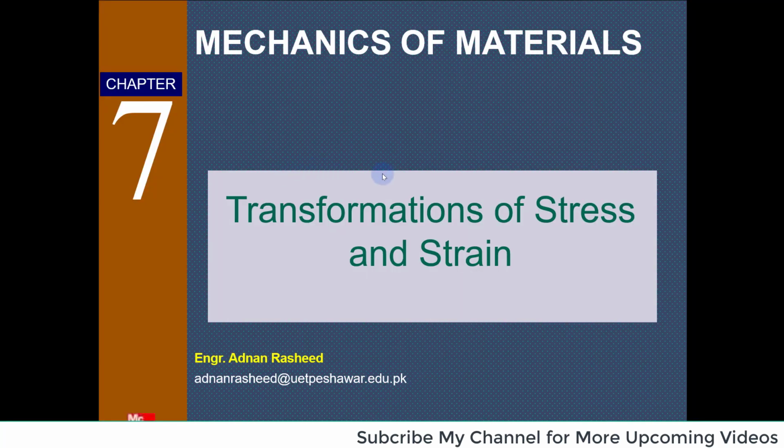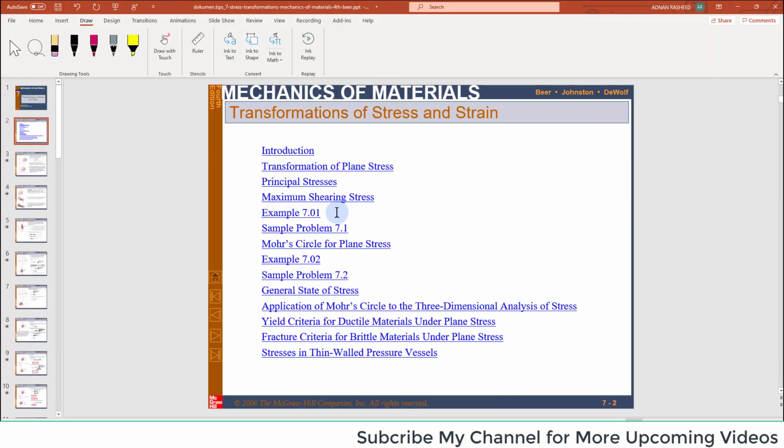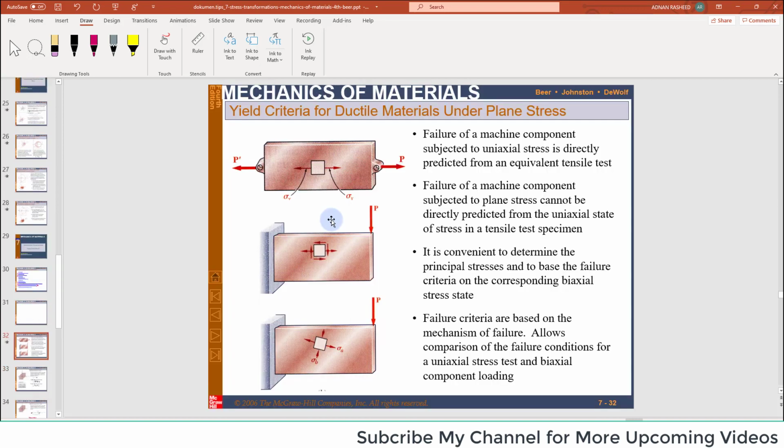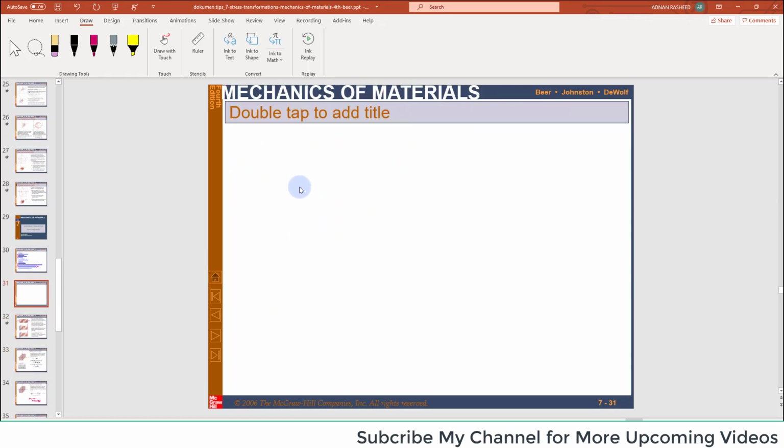So if you have an object or any element that is under tensile stress, for example there is sigma x, there is no sigma y, and sigma z is also 0 and no shear force, it means this element is under tensile loading.